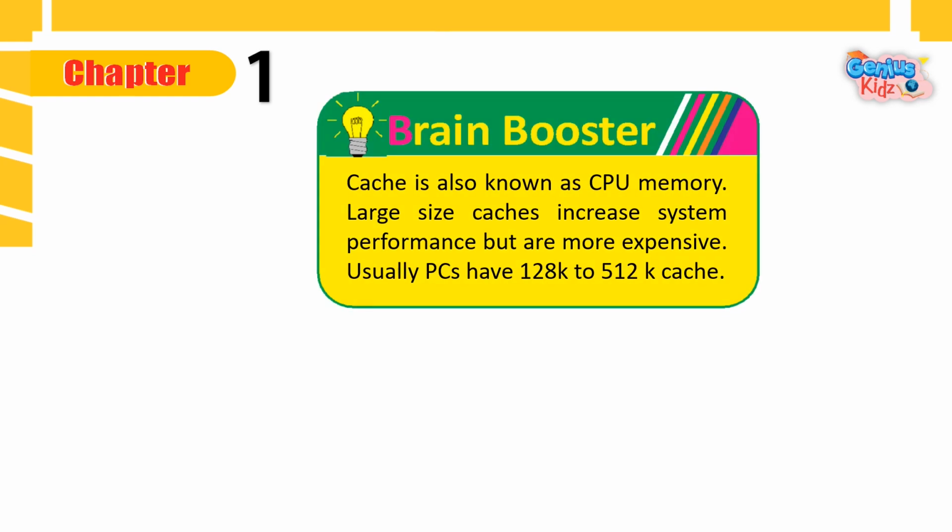Brain booster. Cache is also known as CPU memory. Large-size caches increase system performance but are more expensive. Usually PCs have 128K to 512K cache.